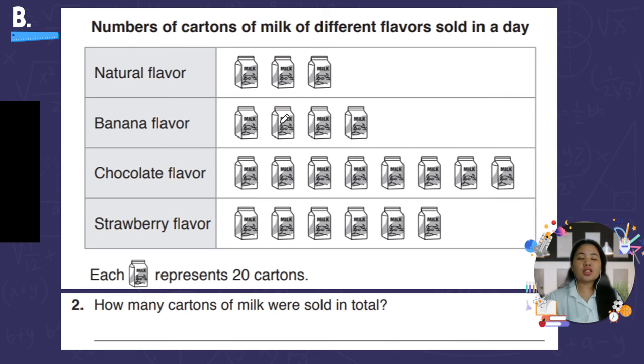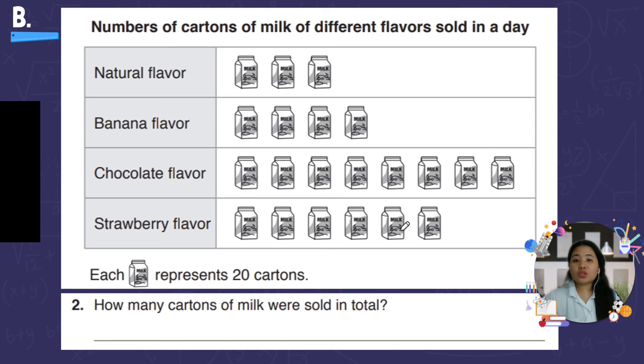Plus 20, that is 100. 100 plus 20, 120. Plus 20, 140. Plus 20, 160. Plus 20, 180. Plus 20, 200. Plus 20, 220. Plus 20, 240. Plus 20, 260. Plus 20, 280. Plus 20, 300. Plus 20, 320. Plus 20, 340. Plus 20, 360. Plus 20, 380.